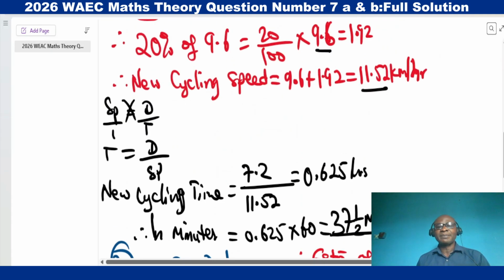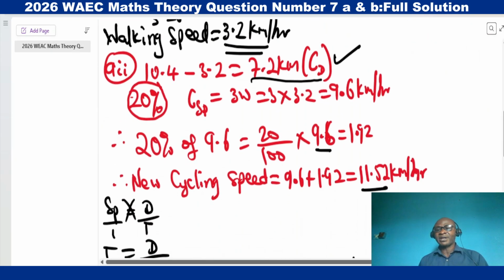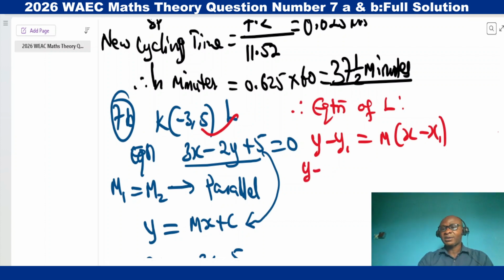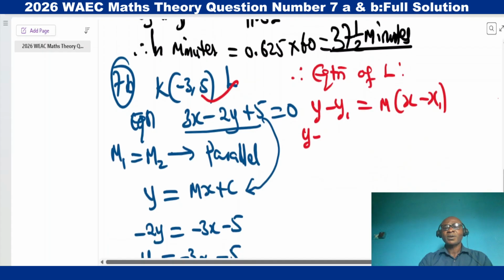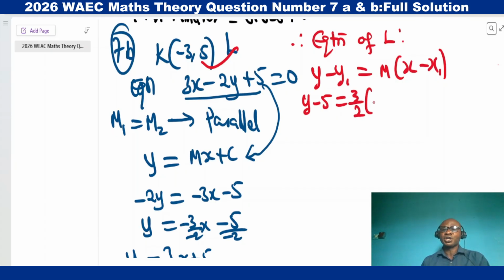I want to be sure that I'm using the accurate value in the question paper. Minus 3, 5 is accurate. So we go ahead. Now, I will write y minus the value of y. The value of y here is 5. So y minus 5 is equal to the value of the gradient, m1, which is 3 over 2, then into x minus x1, where x1 is minus 3. So minus minus we change to plus.